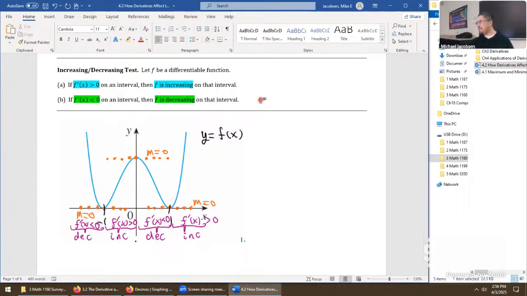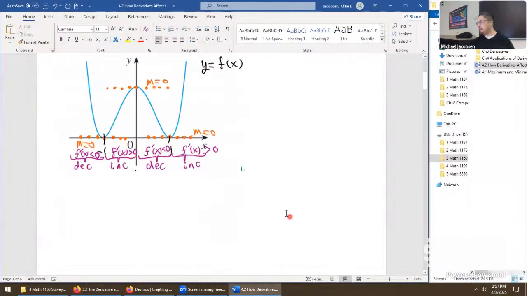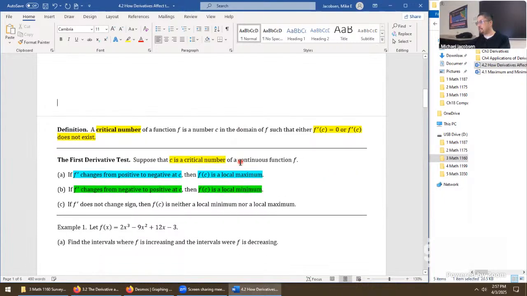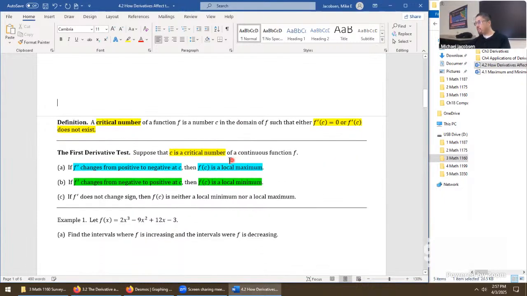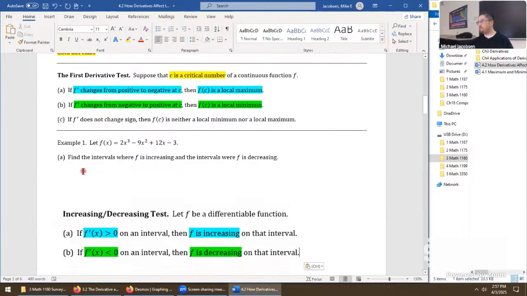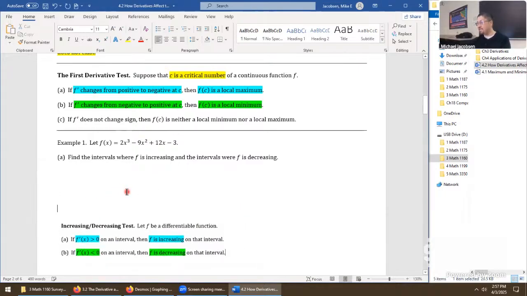Okay, what makes this test really new is that we've never done it in a problem like the one down below. So we have never applied the increasing decreasing test to something like example 1. Example 1 says, well, we have a function f, a degree 3 polynomial. They get complicated on their own. And we're looking for the intervals where this function is increasing and where it's decreasing, which means we'll directly use the increasing decreasing test on this part right here.